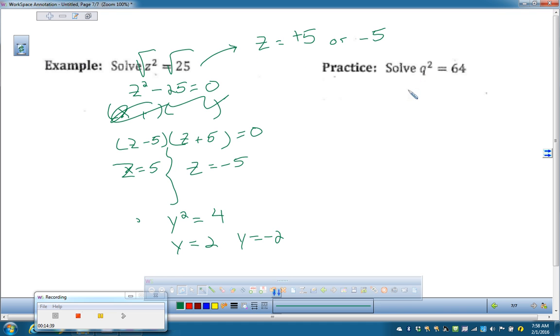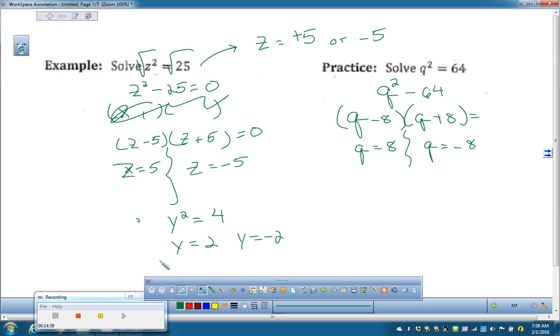Who can do this in your head? Raise your hand. Go ahead, Adam. It's q minus 8, q plus 8, q equals 8, or q equals negative 8. Very good. So if I subtracted 64, I get q squared, and then q minus 8, q plus 8, right? And you get q equals 8 or q equals negative 8. All right? That's a little bit trickier there.